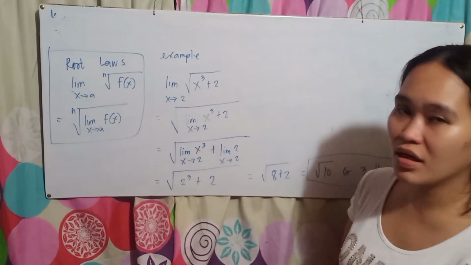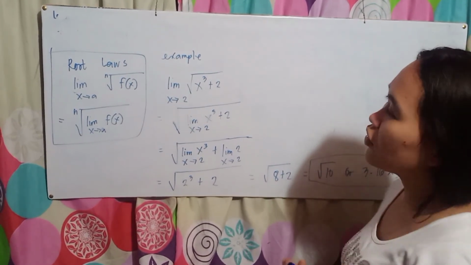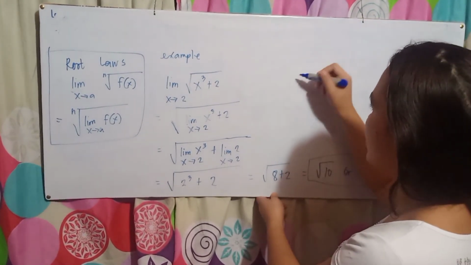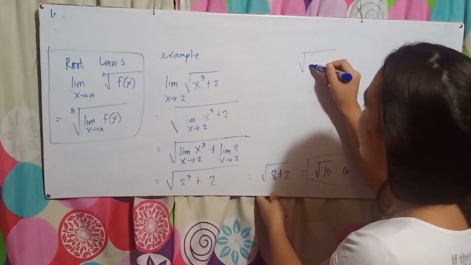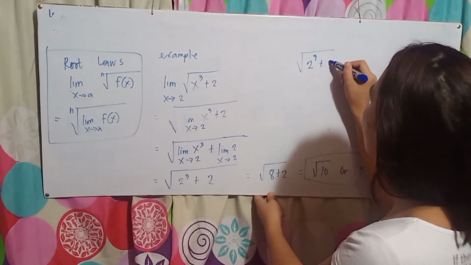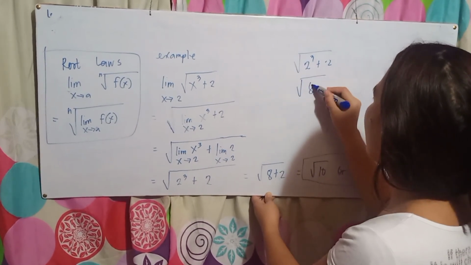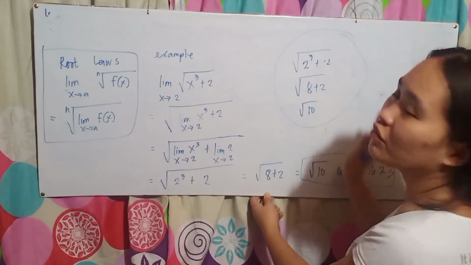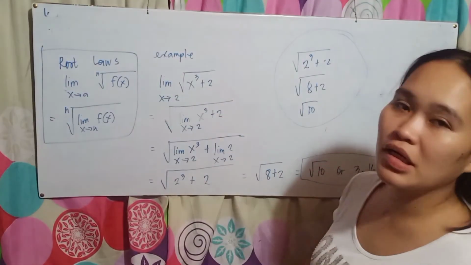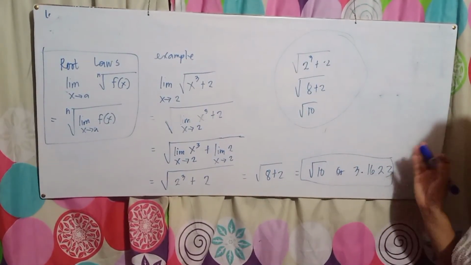So, kung dili ka mag-undergo sa process sa limit laws, pwede ra pod nga automatic i-substitute nimo ang value nga 2 cube plus 2. So, 8 plus 2, square root of 10. Mas sayon o mas dali compared kung mag-undergo ka sa process sa limit laws.